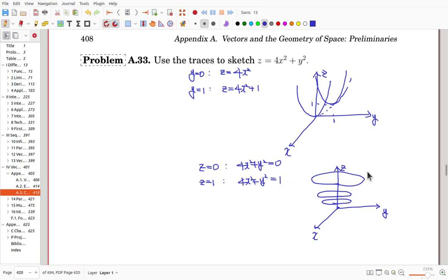Sometimes you need to try to get traces from 2 different directions. In this case, along y. In the other case, along z, we try to make traces. In this way, you can understand the surface better.